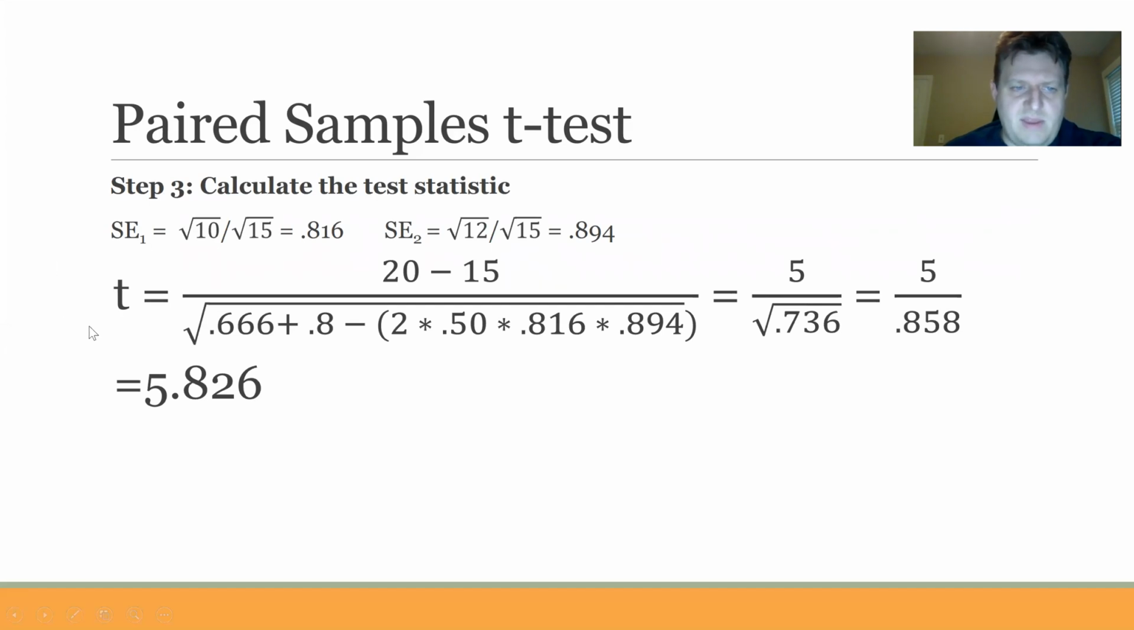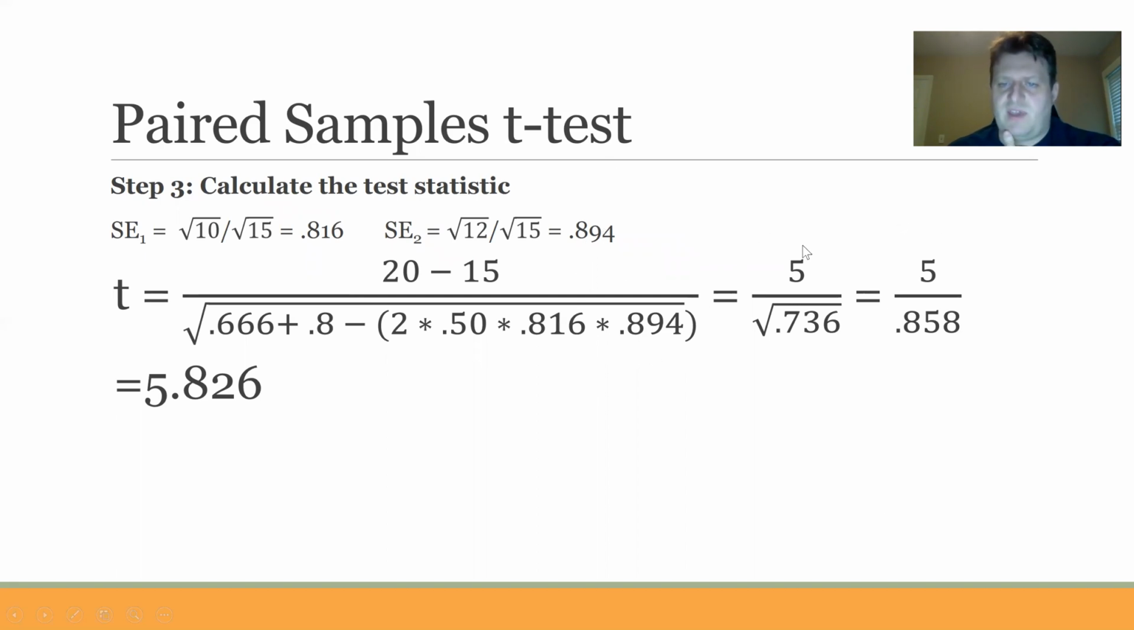I'm going to have my t is equal to the mean of the first condition minus the mean of the second condition. In this case, it is the mean for the quiet room compared to the mean for the crowded room. And in the denominator, I'm going to have the square root of the standard error of the first condition squared plus the standard error of the second condition squared minus 2 times the correlation between the two scores multiplied by the standard errors in both of the conditions.